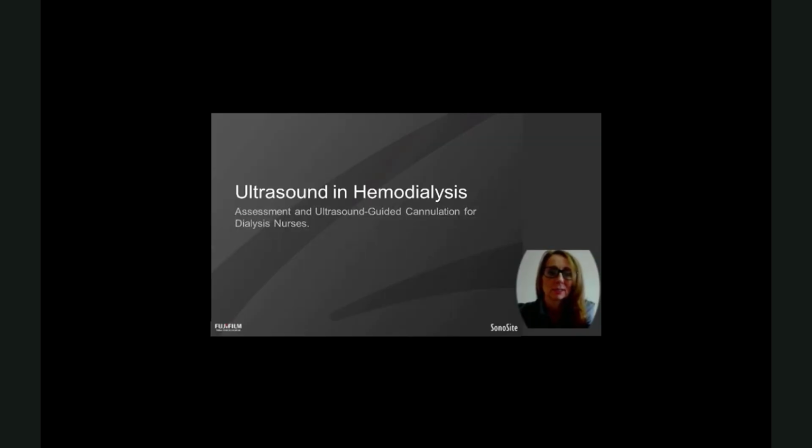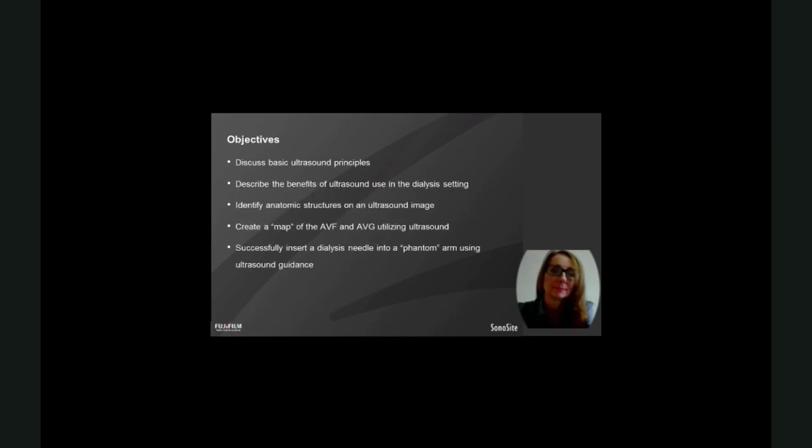I'm a clinical nurse consultant in dialysis and vascular access. I have 15 years experience in the dialysis setting and have been using ultrasound in dialysis for the last 12 years. I certainly believe that it's an essential piece of equipment in the unit for assisting staff in assessment and ultrasound guided cannulation. I'm going to talk a little bit today about assessment and ultrasound guided cannulation for dialysis nurses.